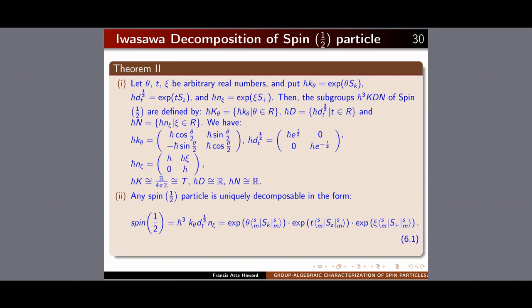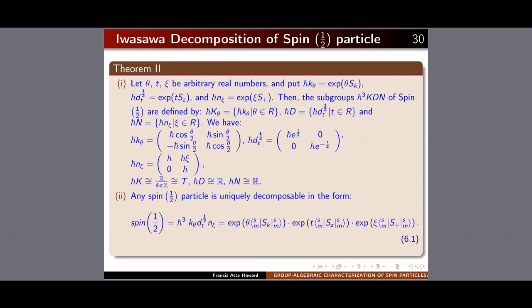Now the hK theta, we can have this subgroup: cos theta over 2, sine theta over 2, minus sine theta over 2, and cos theta over 2. Now for the diagonal D t half, we can also have this. Then for the nilpotent, we have an upper triangular matrix, which has zeros in the lower side, and the upper side has the elements there. And this K is isomorphic to the torus, and the D is isomorphic to the real numbers, and also the N to the real numbers.